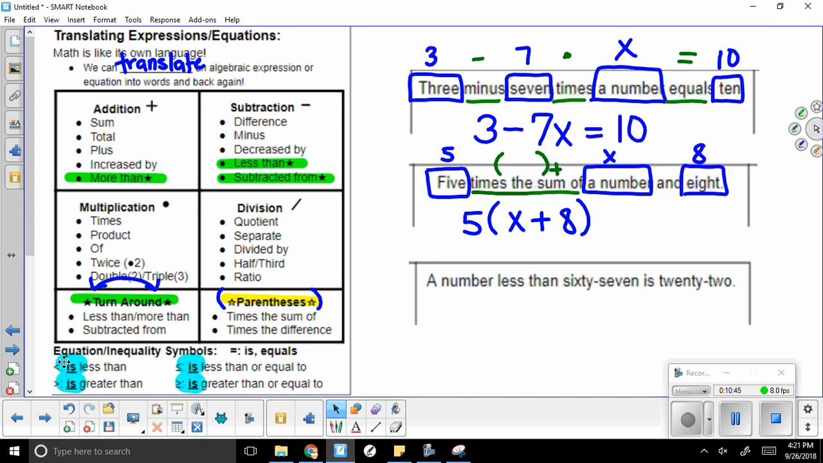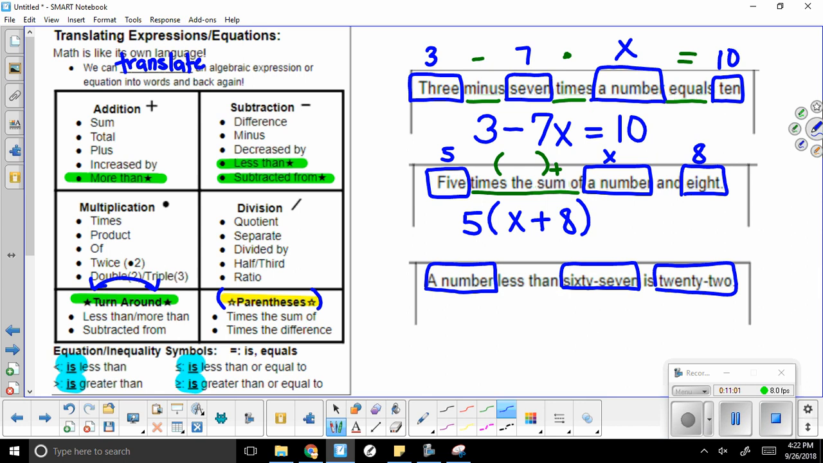All right, last example. I have a number less than 67 is 22. So let's draw a box around all the numbers. The first one I see is a number. The next one I see is 67. The last one I see is 22. Now I'm going to write down those numbers right on top. Remember, anytime you see a number, you can use a variable. I just always like to pick x, but you can pick other ones. 67, write that out, and 22, write that out.